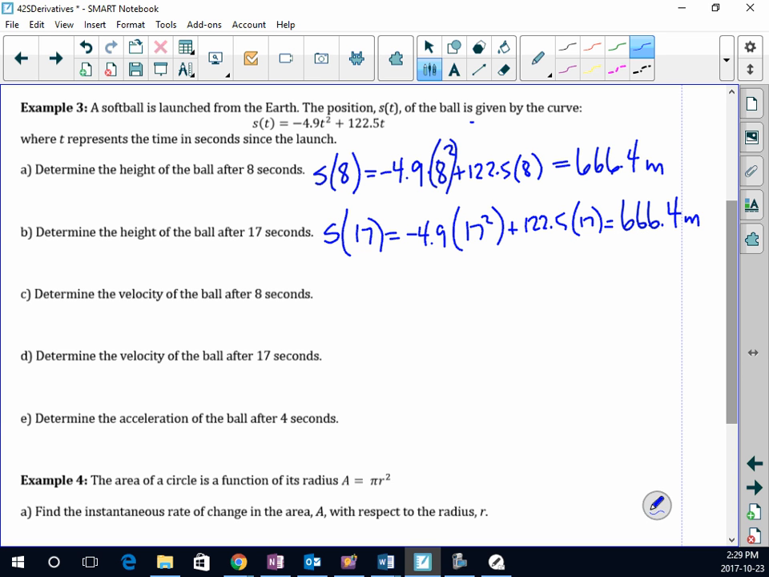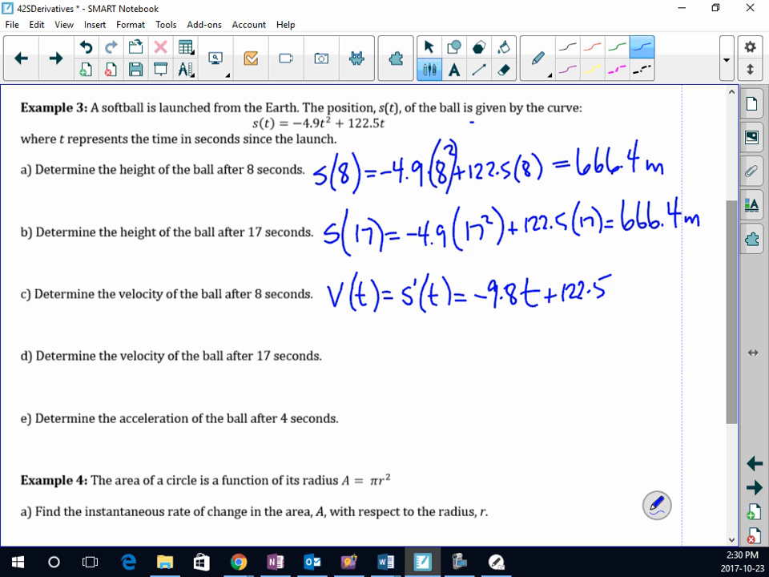Yes? Determine the velocity of the ball after 8 seconds. So what do I have to do here first? Yes, this is a parabola that's upside down, so does that make sense? What that would look like, the root? Okay, so velocity, what would I have to do first? I need to find the derivative of the position. So that would be negative 9.8t plus 122.5.